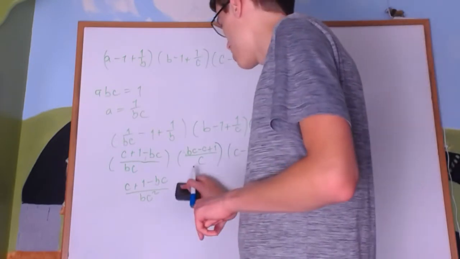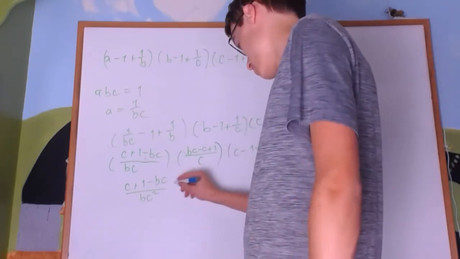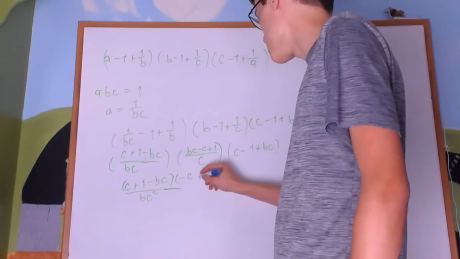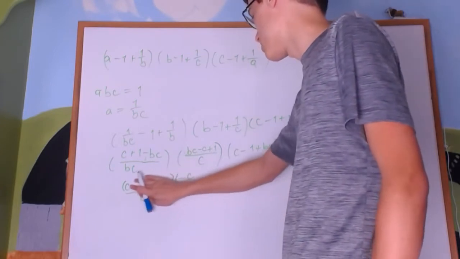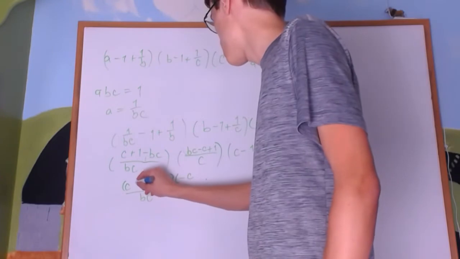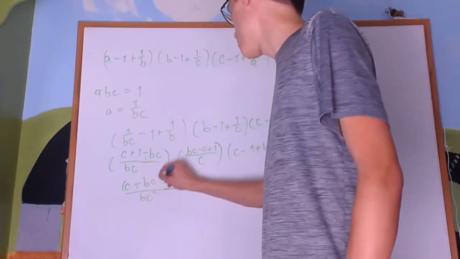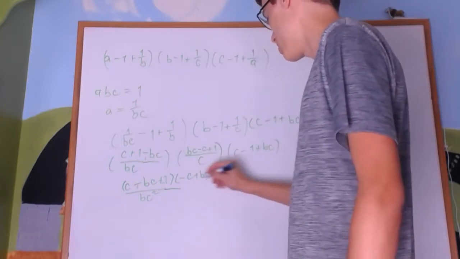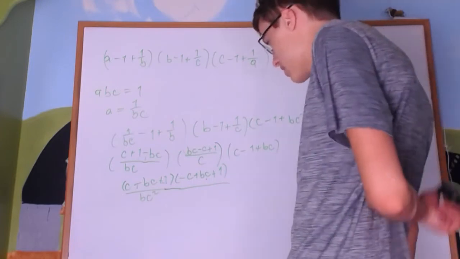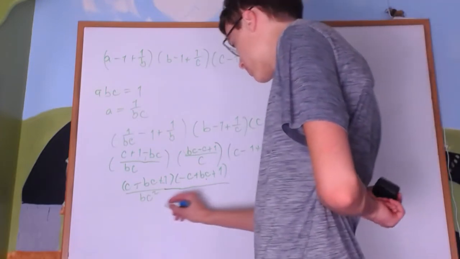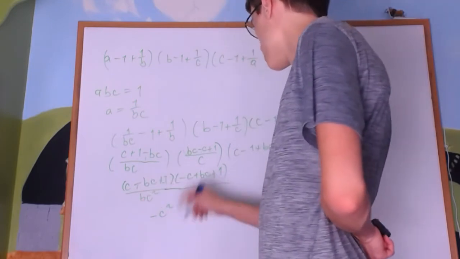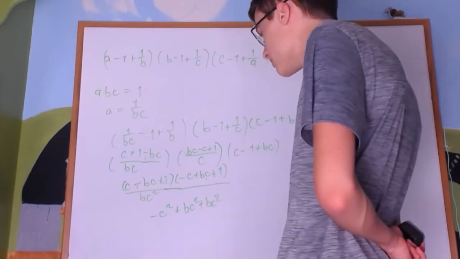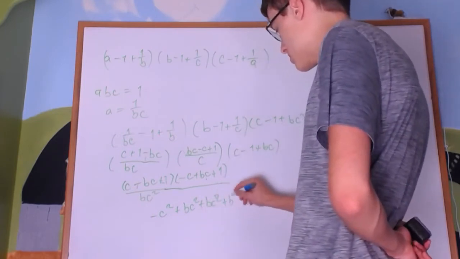So we're going to have BC squared, alright, when we multiply those two together. And right here I have minus C, so let me write it this way. C minus BC plus 1. Right here we have minus C plus BC plus 1. So those are heavily related. Minus C squared plus BC squared plus BC squared again plus B squared C squared.